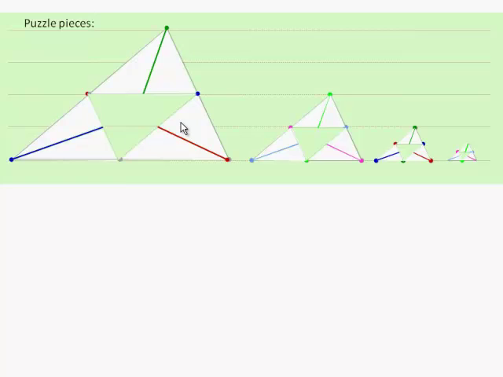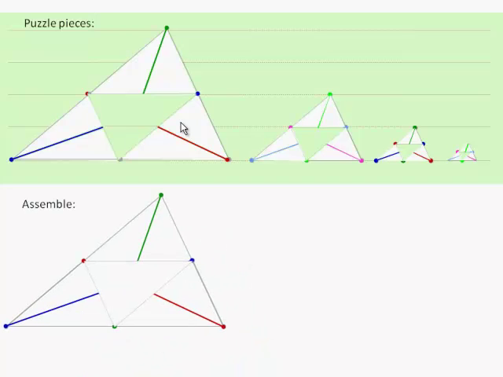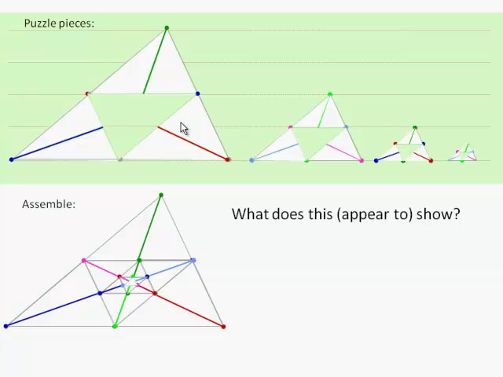Okay. All right, so the proof of the centroid theorem simply involves assembling the puzzle pieces. Start with the first piece, put in the second piece, third piece, fourth piece, and so on. All right, so what does this show? I just put together some puzzle pieces, but what does it show? Now look at how the lines are lining up. Take a minute, maybe you can pause the video and try to think about what this is actually showing.